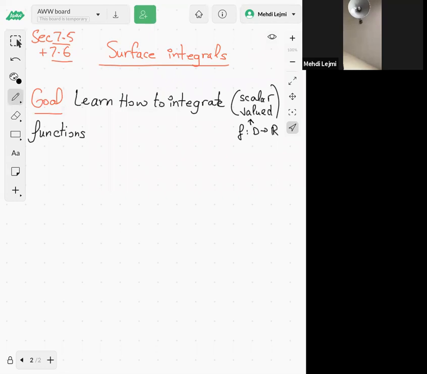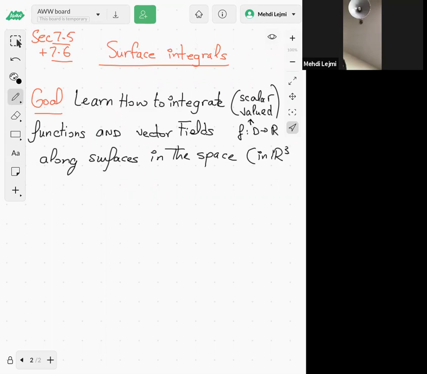And of course, vector fields along surfaces in the space in R3. Again, this is analogous to what we did for integrals along paths. So let's start first with the scalar surface integral.